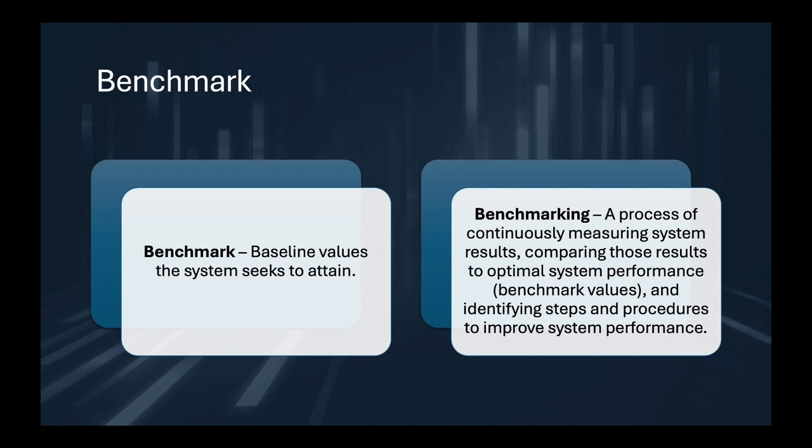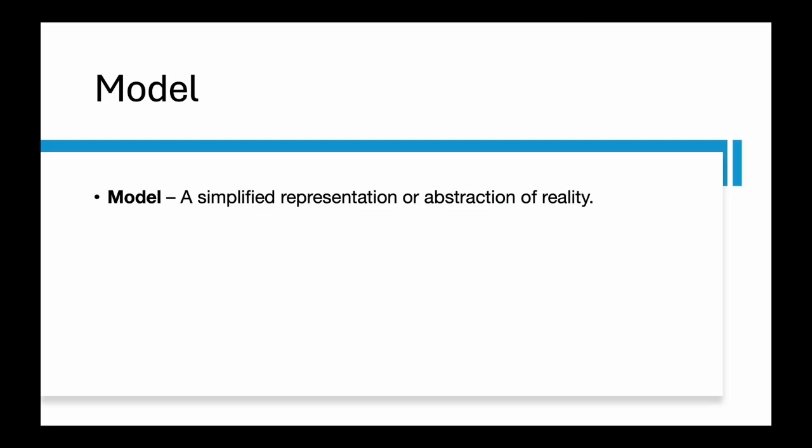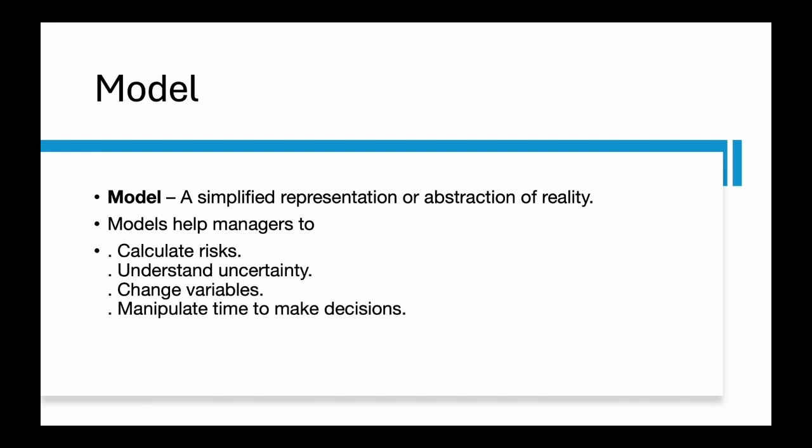A model is a simplified representation or abstraction of reality. Models help managers to calculate risks, understand uncertainty, change variables, and manipulate time to make decisions better and more clearly.